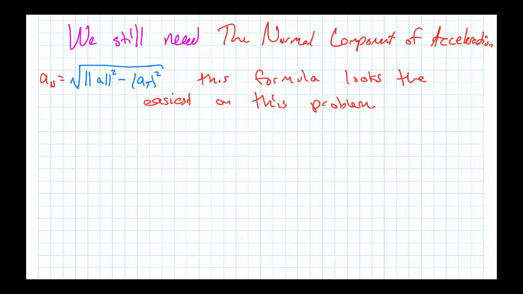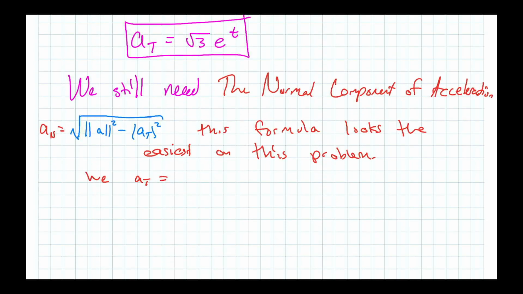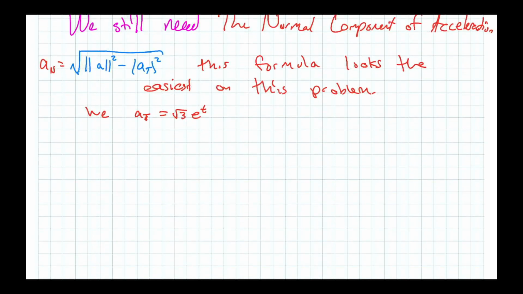So we have to compute this. We know AT, we need the magnitude of A. So we have AT from the previous part: root 3 e to the t. Hopefully I did that right. If I made a mistake, then this is going to be wrong. We still need the magnitude of the A vector, right? That's the A vector. Okay, so what's the magnitude of the A vector?